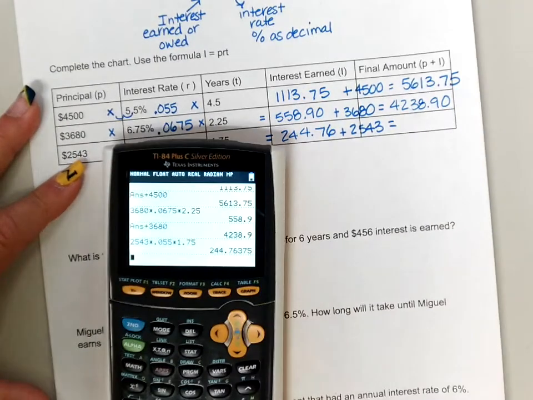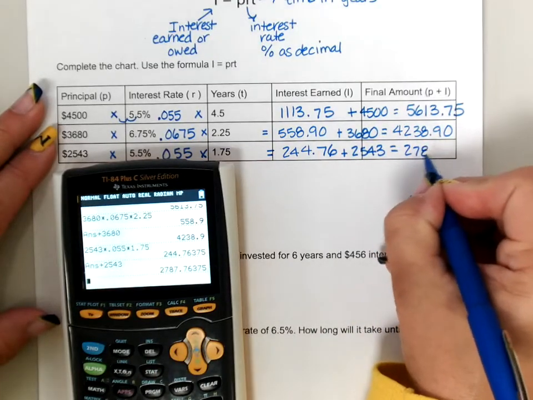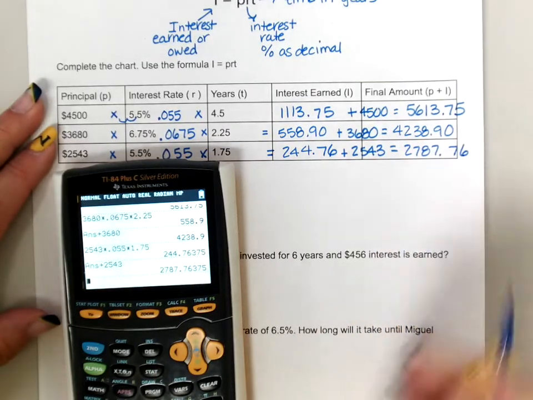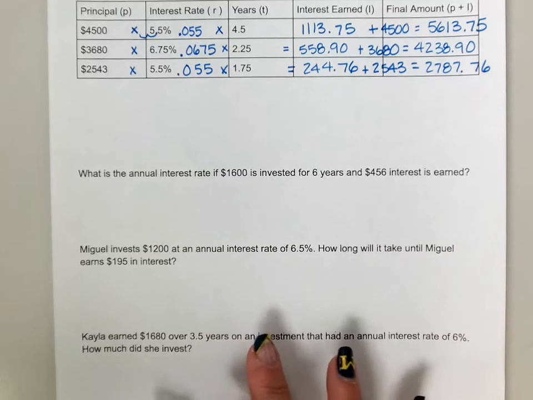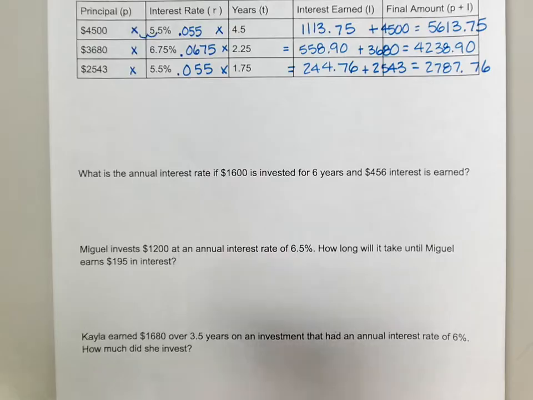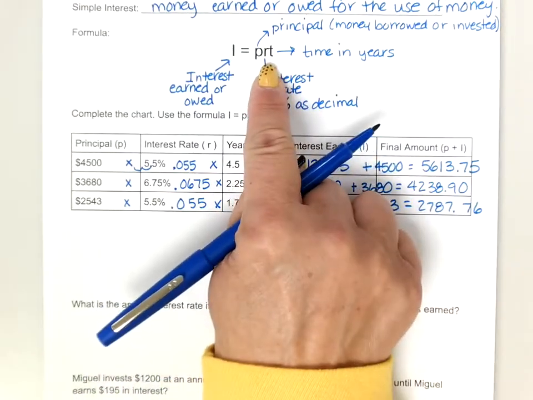I will take that amount and add 2543 to it, and that comes out to 2787.76. All right, so sometimes we're going to find the interest just like this, and that's easy because you just have to multiply those 3 things together.